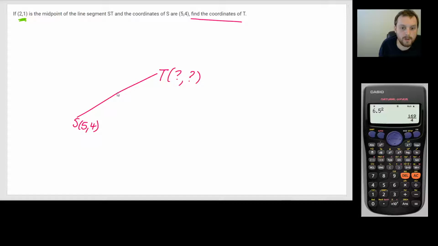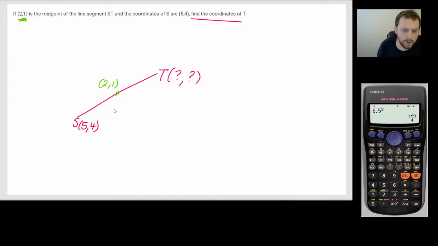So halfway along, we've got (2, 1). All you want to do to work this out is do the x numbers first and then the y numbers. Starting with 5, what did we do to get to 2? We went down by 3. Now, if that was only halfway, what do we need to do to go the full way? I need to go down by another 3.